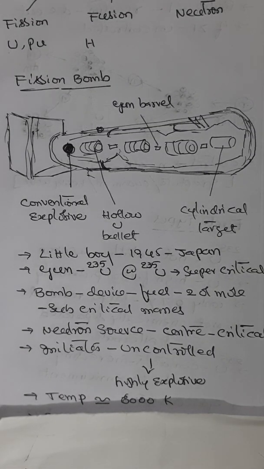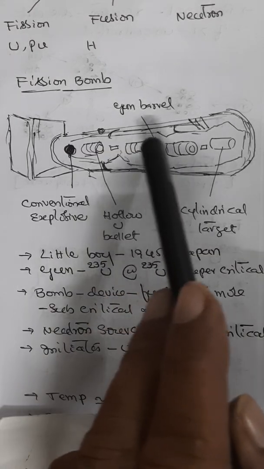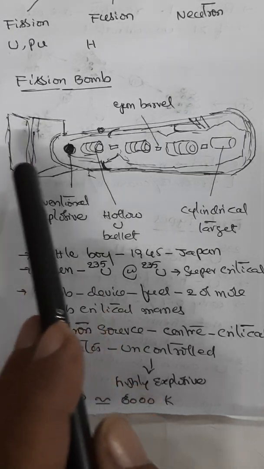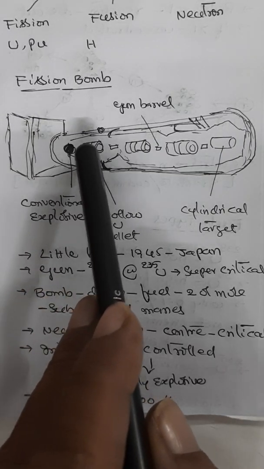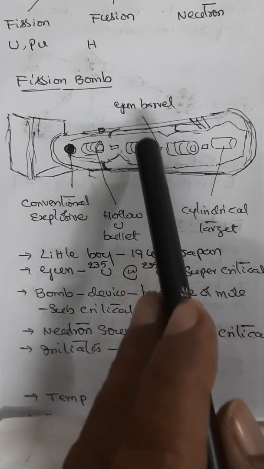Let us schematically understand the design of the fission bomb Little Boy, which is a uranium based fission bomb, which was dropped at Hiroshima during World War II by America. It is a device that has fuel, that is fissile material, in two or more separate subcritical masses. These are subcritical masses. This is where the conventional explosive for control is kept. So this is the target, kept as cylindrical in nature. This is the gun barrel.